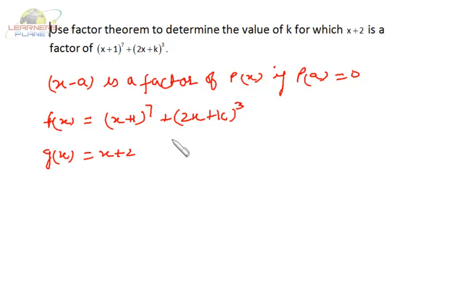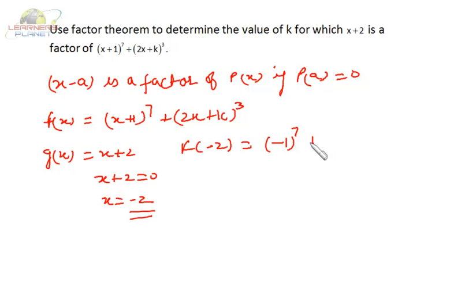We have to find out the value of k according to this, or we can equate it to 0, or we can find out the roots of this polynomial. So x plus 2 is 0, that means x is equal to minus 2. Now we have to calculate the value of f of minus 2. Now put the value of x as minus 2 in this expression. So it's minus 2 plus 1, that is minus 1 raised to 7, then 2 into minus 2, that is minus 4 plus k whole cube.